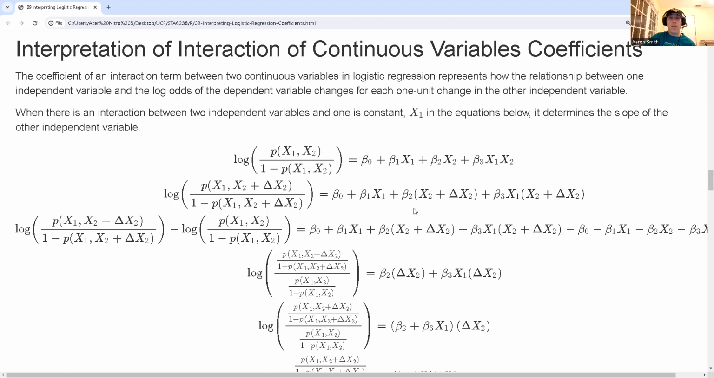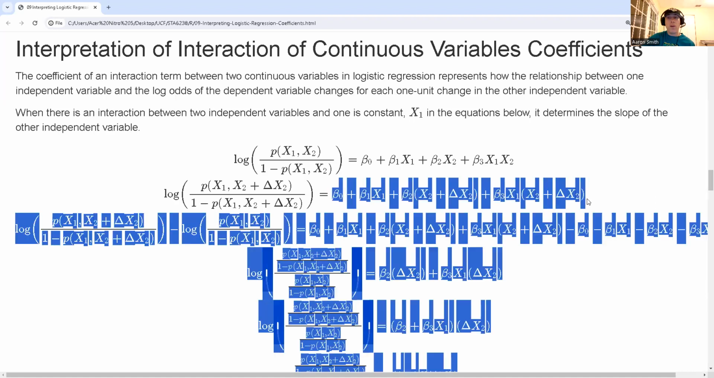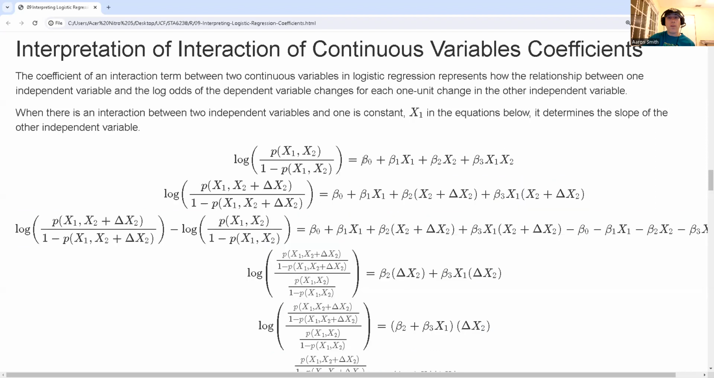All right, and then what I'm going to do, I'm going to go through and do subtraction, just like I did before. And so I'm going to take this, and then I'm going to subtract the original log odds. That gives me this. I'm going to take this, and I'm going to subtract this.